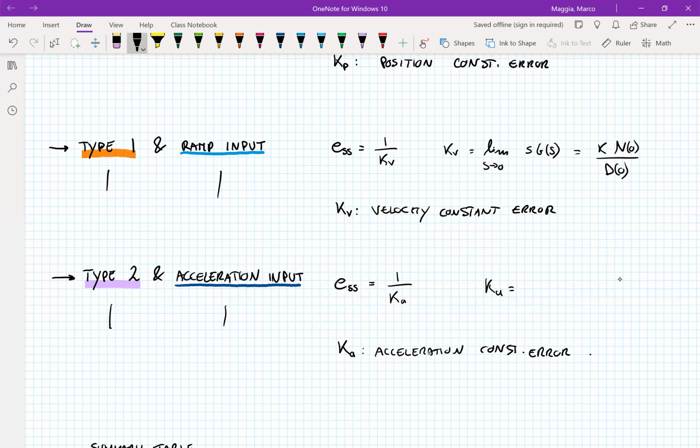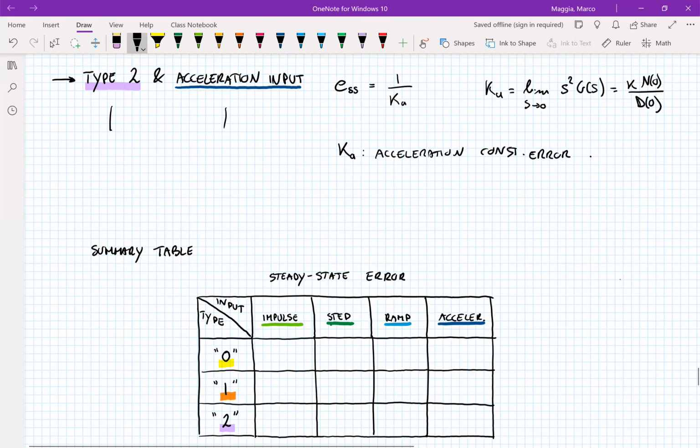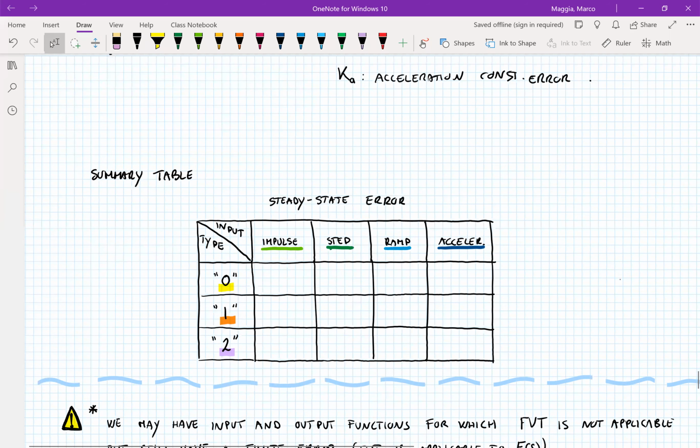And Ka is defined as the limit for s that goes to 0 of s squared times G(s), which is also equal to Kn(0) divided by D(0). So we can also summarize the interactions between type numbers and inputs. If we have type 0 and the impulse, the steady state error is 0. Type 0 paired with the step input, we have a constant steady state error equal to 1 over 1 plus Kp. If we apply a ramp input, it becomes infinity.